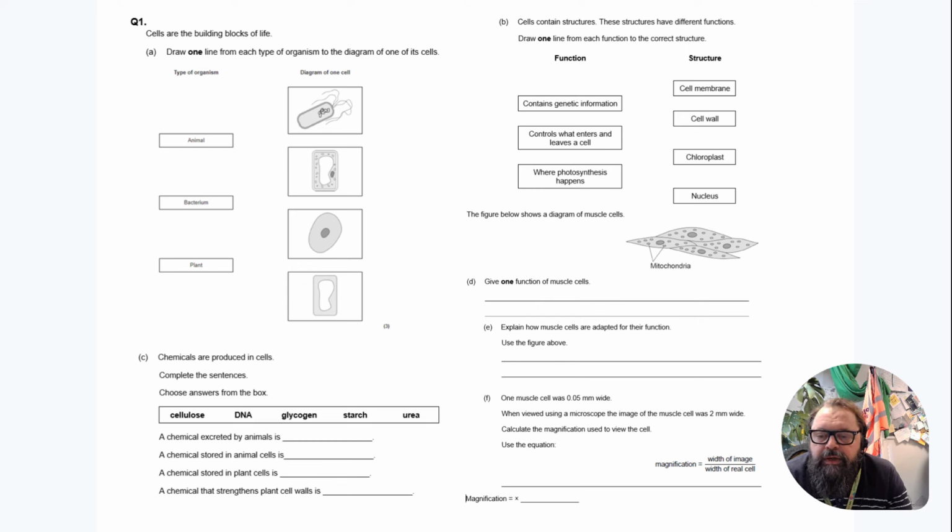So maths here, we're calculating magnification. You always get these. Get your highlighter out, highlight the numbers. We've got 0.05 millimeters wide, so that's a real dimension, a real length, a real width. And when viewed down the microscope, the image is 2 millimeters wide, so that's the width of the image. So I've got to put them into the equation. I'm going to do 2 millimeters divided by 0.05 and get an answer of 40. Notice there's an X, it means times. The magnification is times 40. It's making things look 40 times bigger than real life.